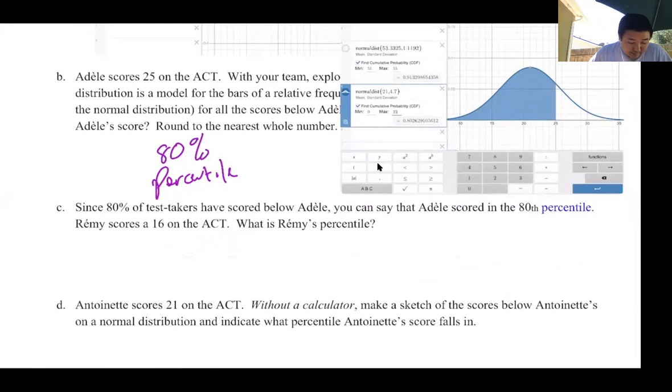Remy scored a 16 on the ACT. What's Remy's percentile? Sorry, Remy. The 14th percentile.